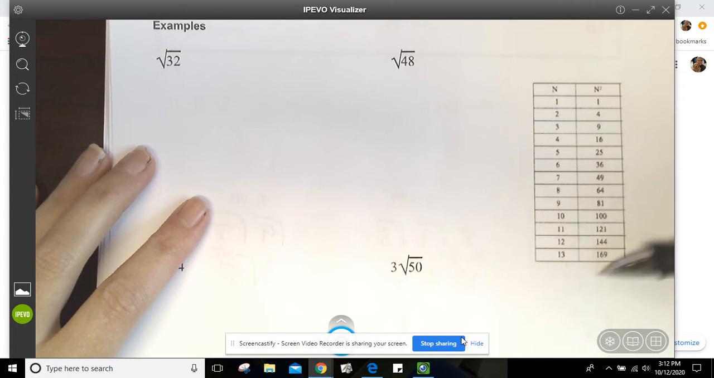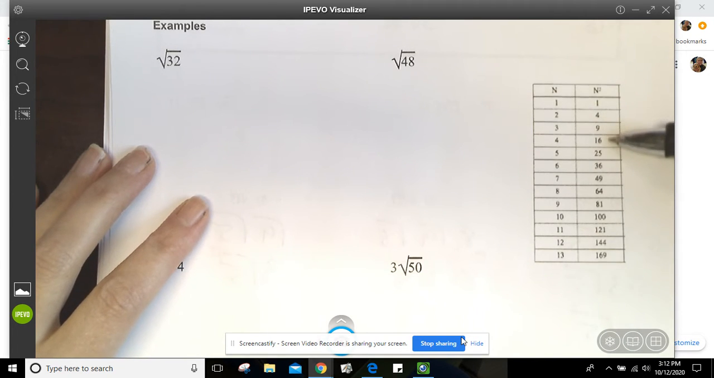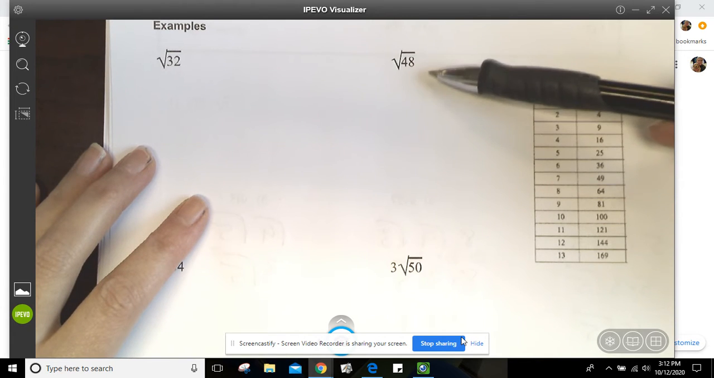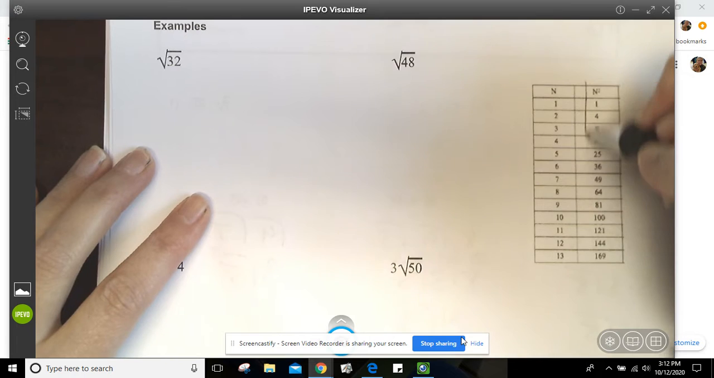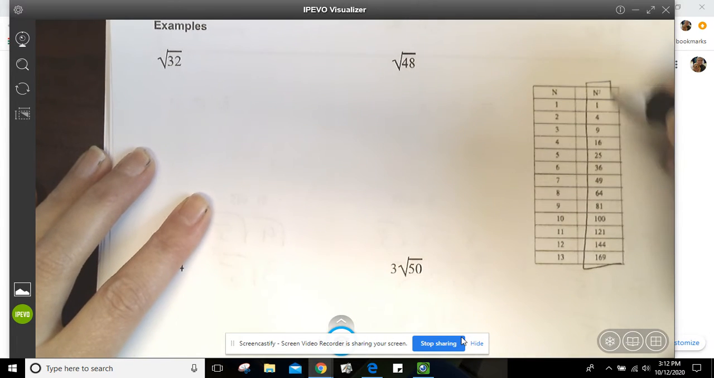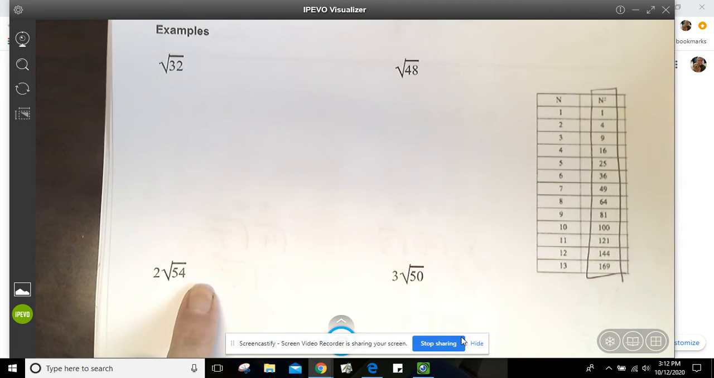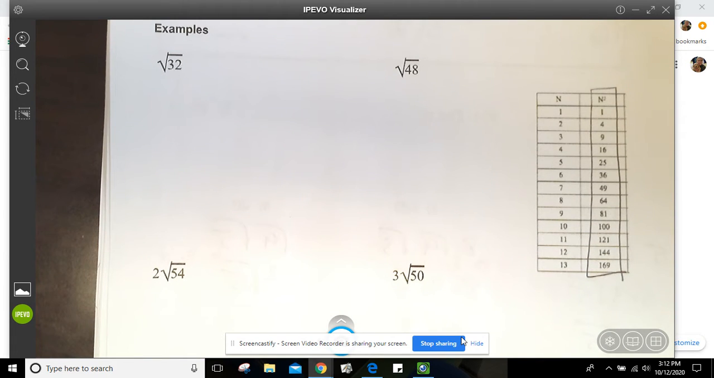So over here, I put a list of the perfect squares. So the right-hand side here is your perfect squares that you want to see divides evenly. So you want to find a number in this column that goes into what's underneath your radical evenly. You have to find the largest one. So I start large and work my way down.